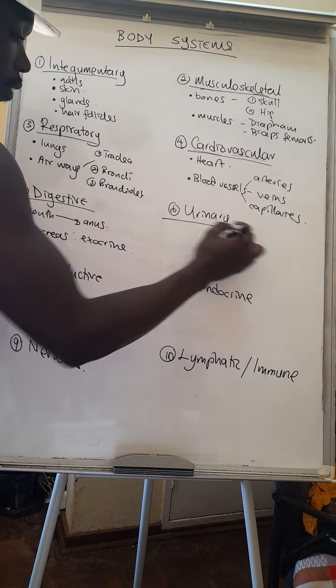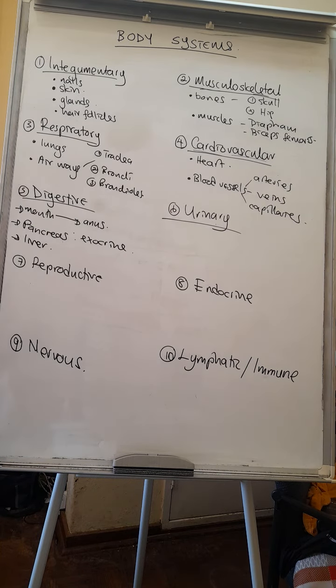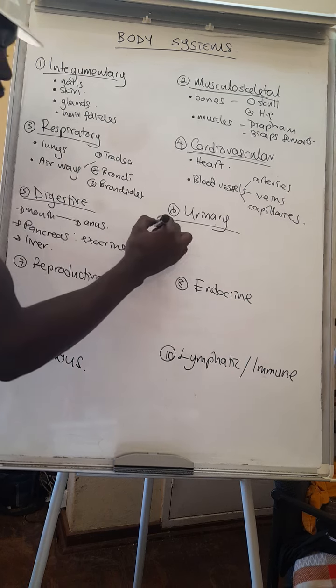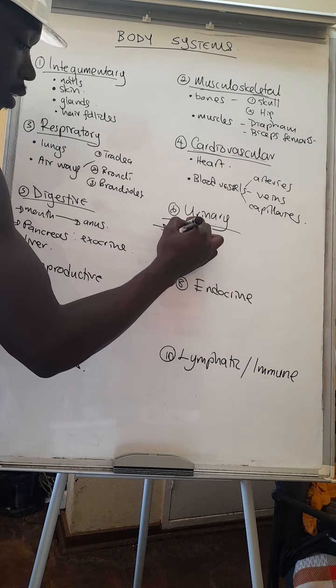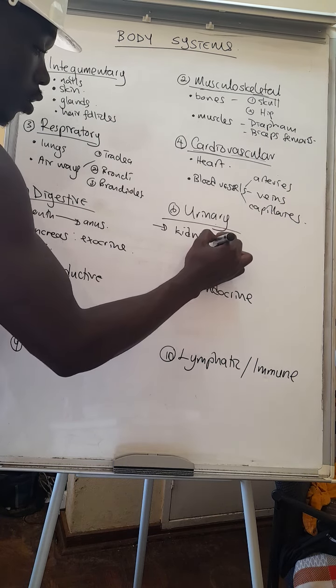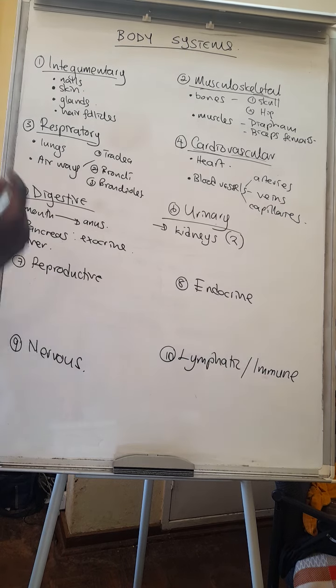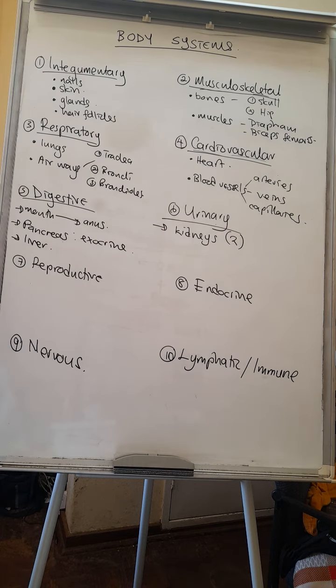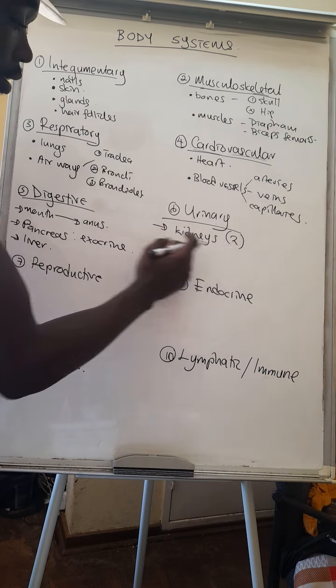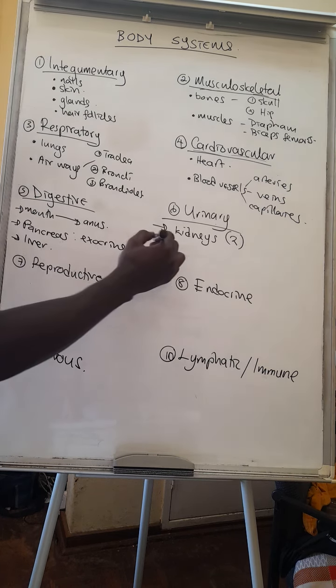And then we have the urinary tract, or the excretory system. This is whereby we're filtering substances from blood and we need to excrete. So that is done by the kidneys. We have our two kidneys, the one on the left, the one on the right, and the urinary system has the kidneys, and then we have the tracts.